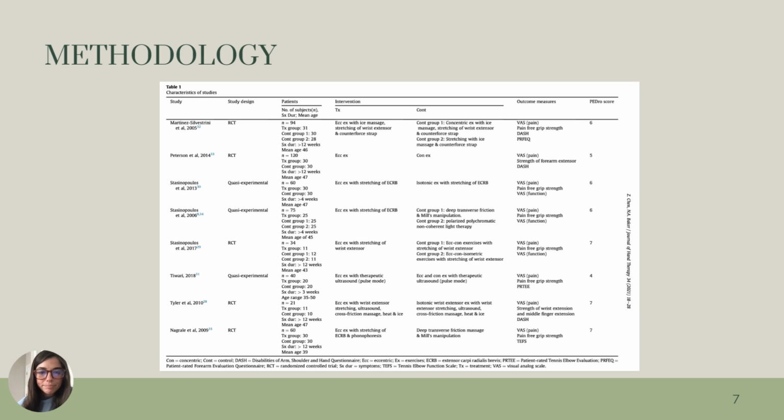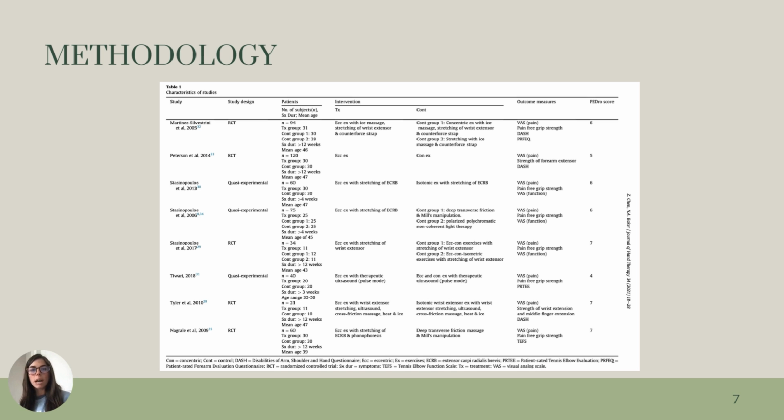And then you can see the patients, the number of patients, how many were in the treatment groups, how many were in control groups, the duration of the treatment, and the mean age. And then in the next column, you can see the interventions, what treatments they were given. So some groups were just given eccentric exercises. Some had the eccentric exercises with modalities. And you can also see what was in the control group, what they were going through.